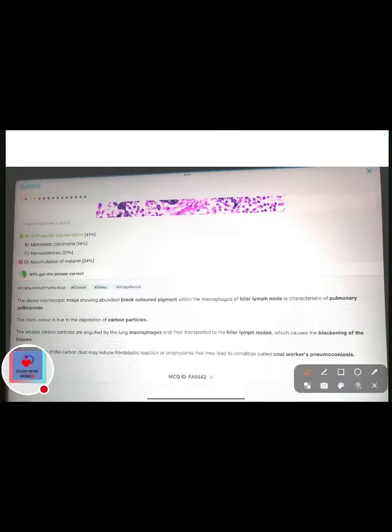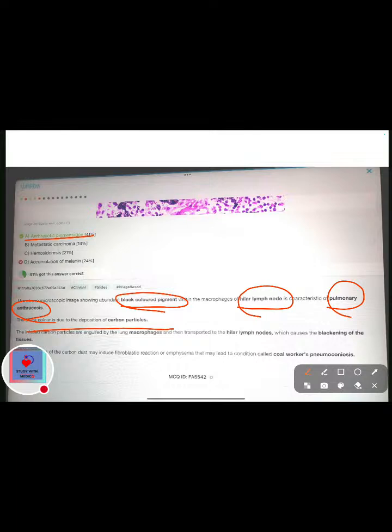So the correct answer is anthracotic pigmentation. The above microscopic image shows a black colored pigment within the macrophages of hilar lymph nodes. It is characteristic of pulmonary anthracosis. That is nothing but the black color is due to deposition of carbon particles.